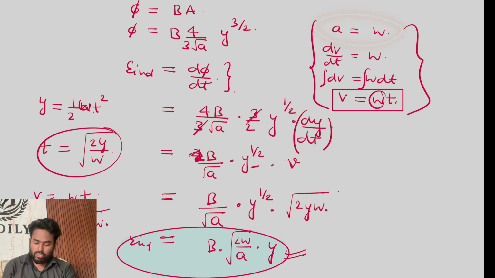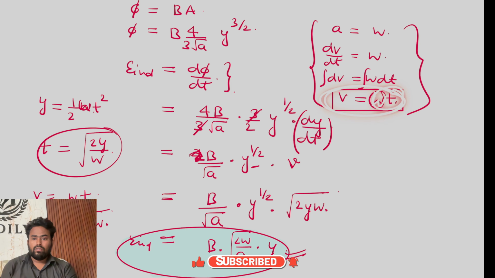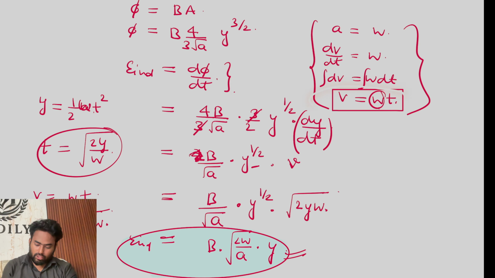Acceleration is w, acceleration is rate of change of velocity. So dv by dt will be w. So integral of dv will be integral of w. So velocity will be w into t. W is acceleration. Clear? Now velocity is w into t.